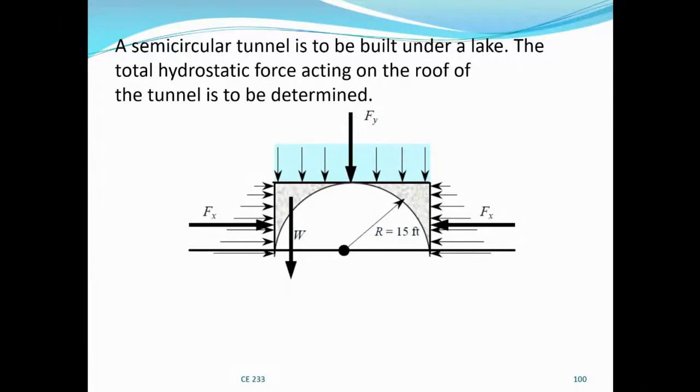I'll just give you a hint. A semicircular tunnel is to be built under a lake. The total hydrostatic force acting on the roof of the tunnel is to be determined. Just imagine a lake, and we build a tunnel under rocks, and we want to pass through it. So this is the tunnel, and water will be acting on the surface and on the sides. To determine the hydrostatic force, as usual, we isolate the amount of water acting. This is Fx in both directions, and this is Fy, which is acting on the horizontal plane.